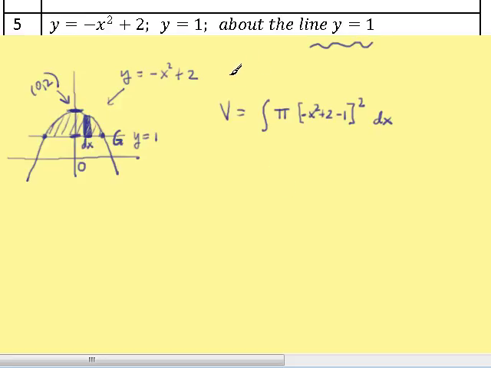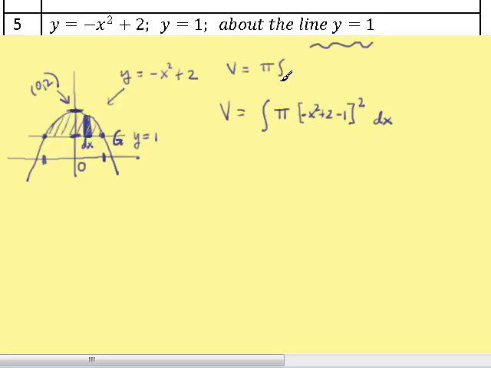The general formula looks like this, and we're integrating from where they intersect. Okay, we're going to have to figure out those intersection points in a minute. Okay, so we'll fill these in in a minute. The general formula looks like this.